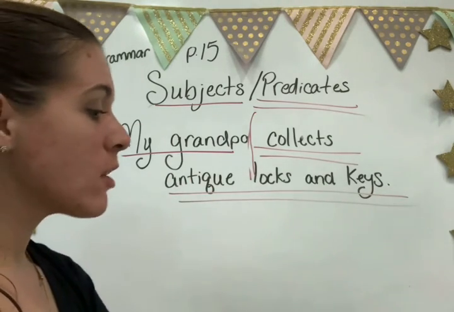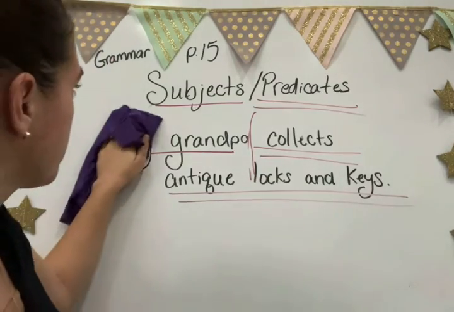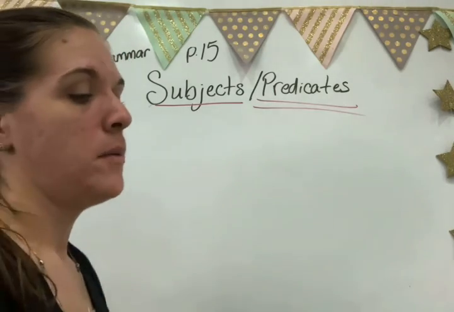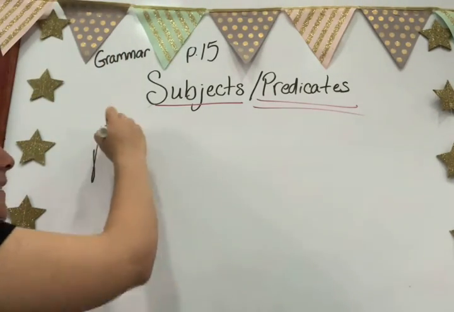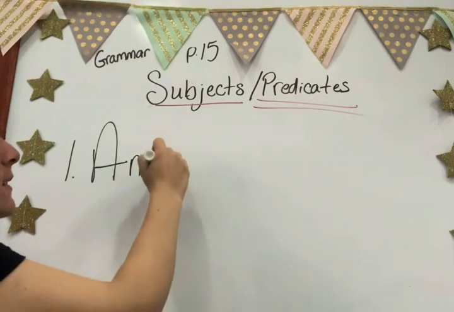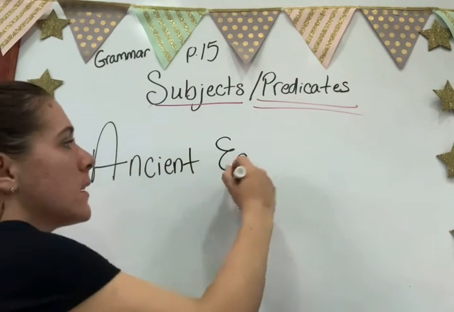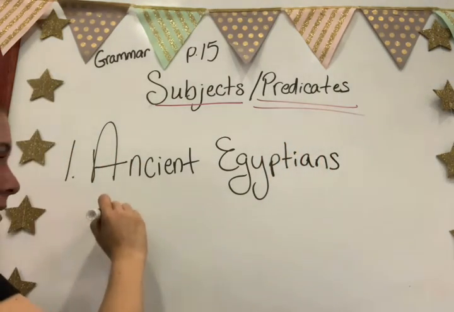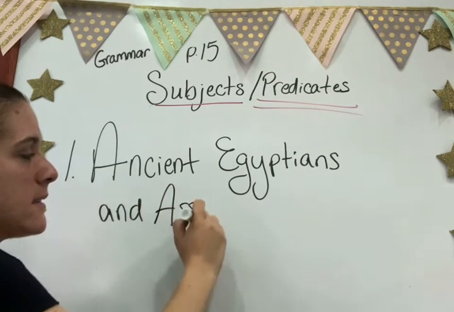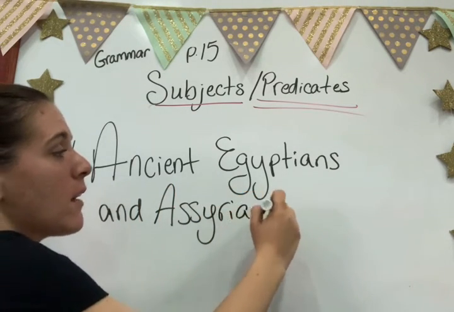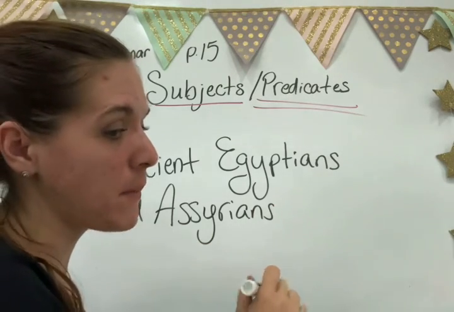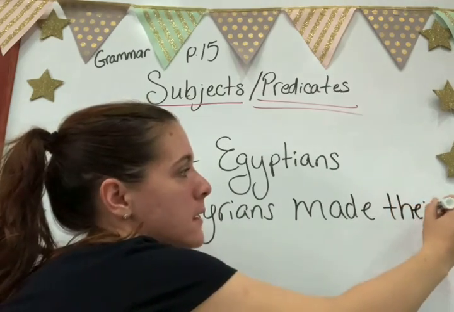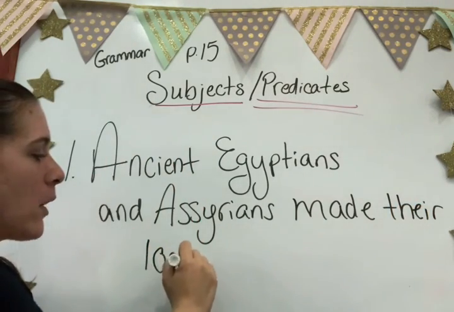Okay, so let's look at the first sentence in Think A. Go ahead and put your finger on the instructions. Okay, this is a cool sentence. Look what it says on number one. Ancient Egyptians. Do you guys remember about the Egyptians? And Assyrians. Guess what? That's another very famous civilization. We just didn't study them yet, but you heard about them in the Bible. Made their locks out of wood.